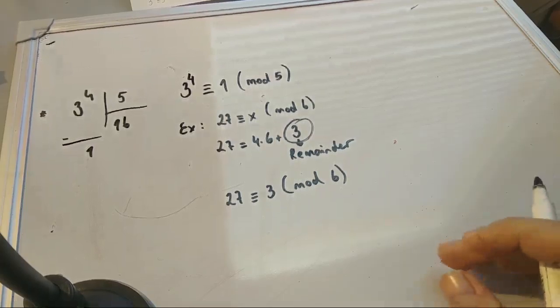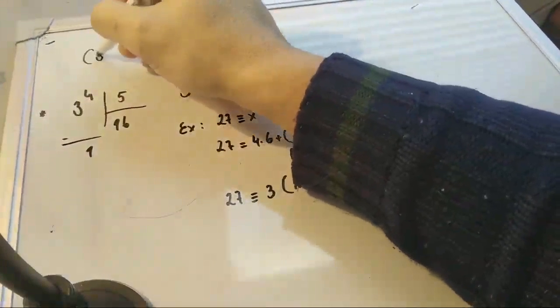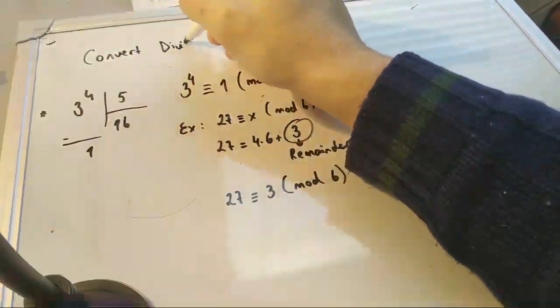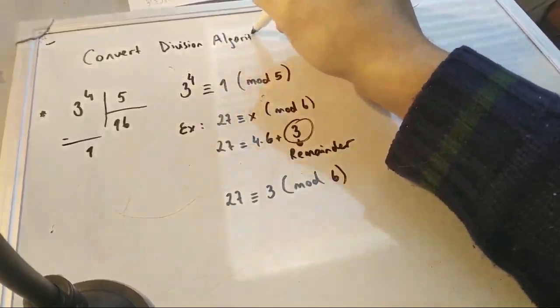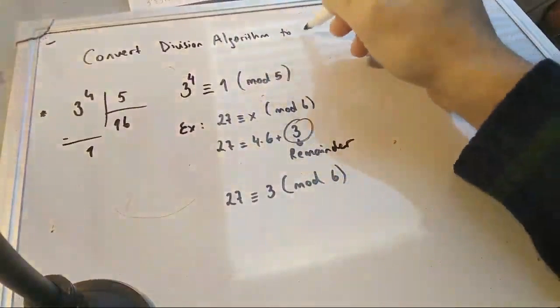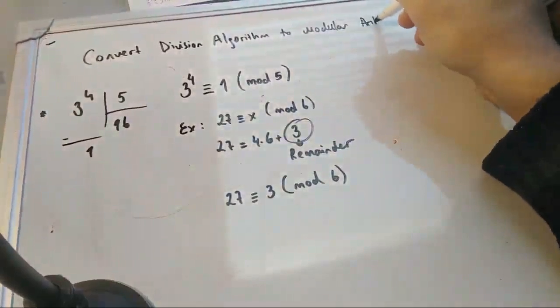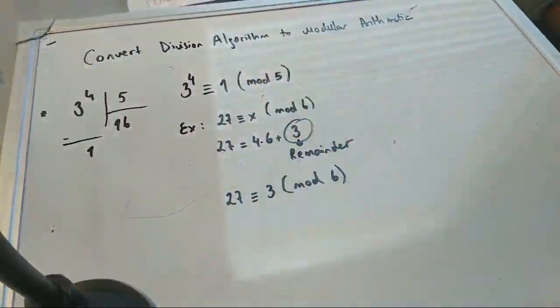As a title: convert division algorithm to modular arithmetic. Okay, please write it.